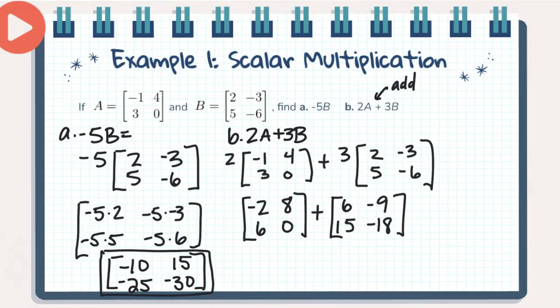Now we have one final step, and that is to add our matrices together. And when we add matrices, we add corresponding elements. So I'm going to go ahead and highlight those here. And now we're just going to say -2 plus 6 is 4. 8 plus -9 is -1. 6 plus 15 is 21. And 0 plus -18 is -18. And that is our final matrix.